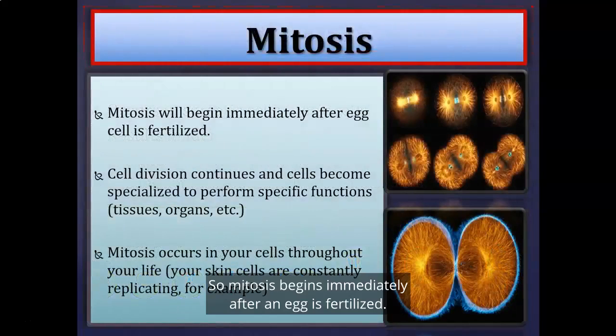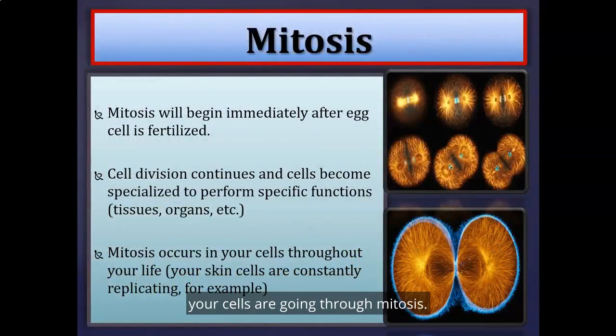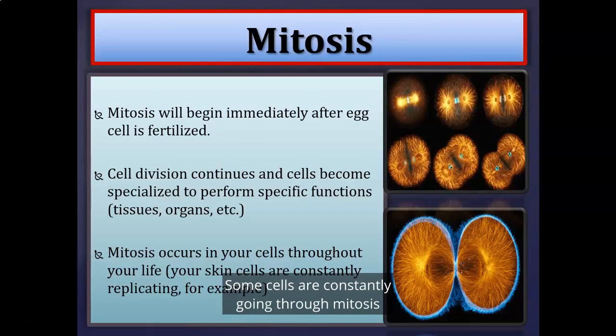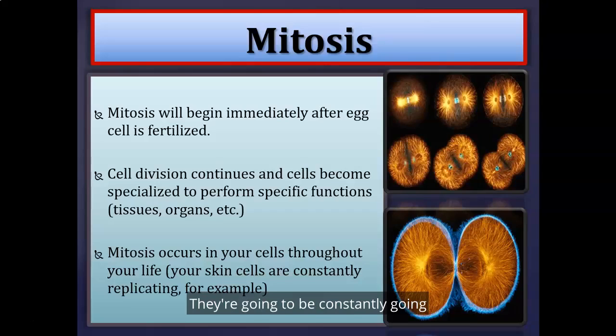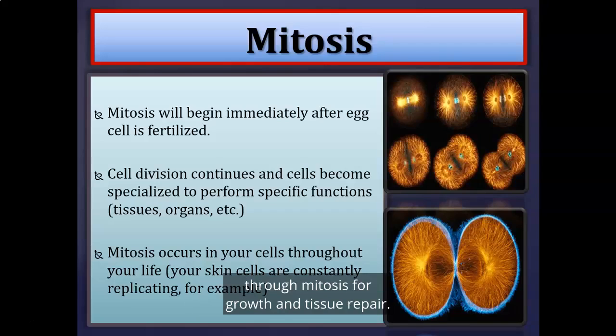So mitosis begins immediately after an egg is fertilized. So from zygote formation all the way through death, your cells are going through mitosis. Some cells are constantly going through mitosis, like your skin cells, for example, because they're exposed to the environment. They're going to be constantly going through mitosis for growth and tissue repair.